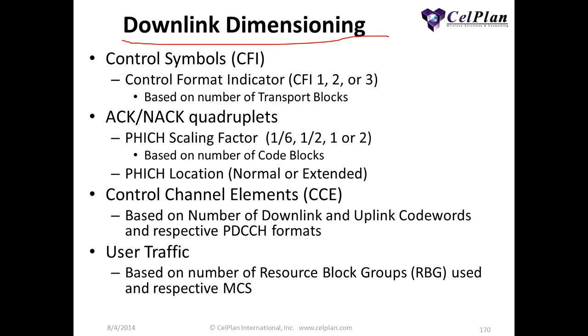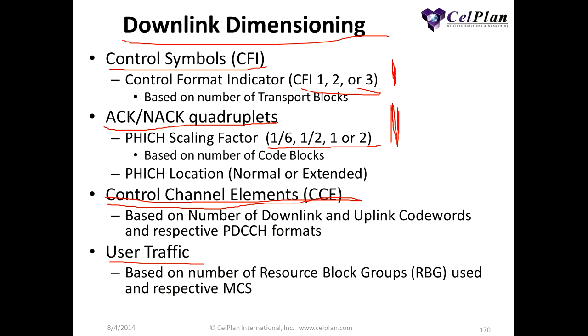On the downlink dimensioning, we need to dimension the number of control symbols, 1, 2, or 3. We need to dimension the number of ACK/NACK quadruplets. All of this is based on packet size. See how packet size is important. 1, 6, 1, 2, 1, or 2. The tool can do a lot of this for you automatically, of course, if you specify correctly the user specification.